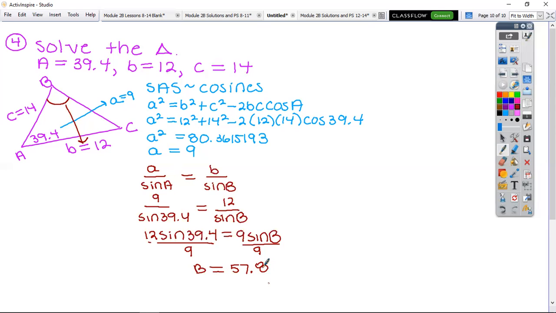Okay, coming to the end, these problems do take some endurance. The last angle is angle C. The fastest way to find it is to subtract from 180. So I'm going to put that right up here now. So I'm going to just go 180 minus 57.8 minus 39.4. Anyone have that last answer? 82.8. Beautiful.